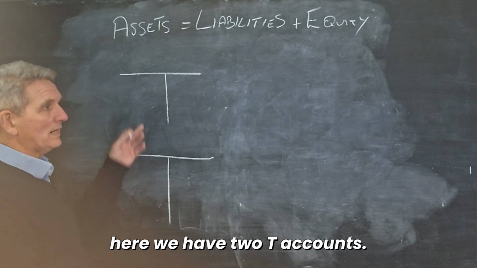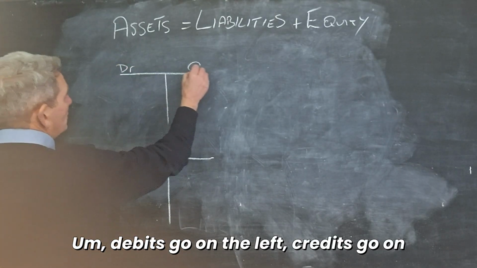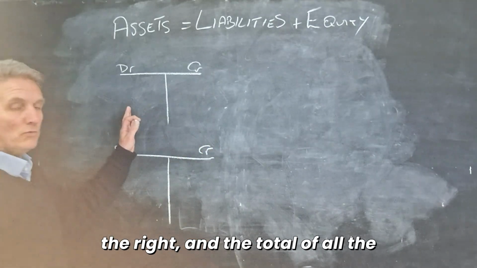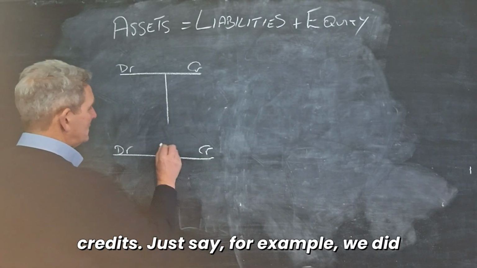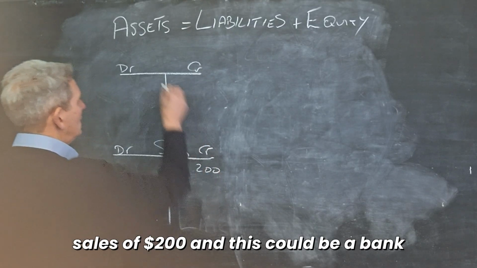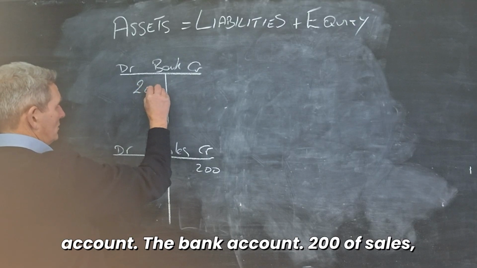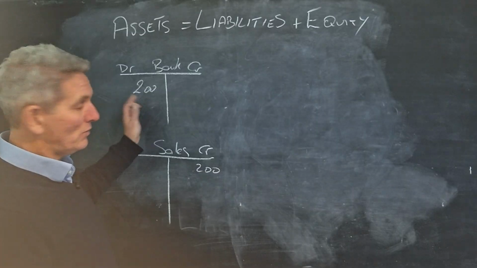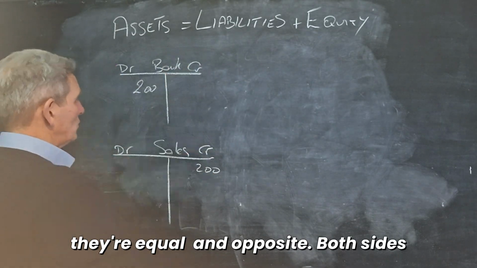So here we have two T accounts. Debits go on the left, credits go on the right. And the total of all the debits always equals the total of all the credits. Say, for example, we did some sales. This T account could be sales of $200. This could be a bank account. The bank account, 200 of sales. The debit on the bank is we debit 200. The sales we credit 200. They're equal and opposite. Both sides always balance.